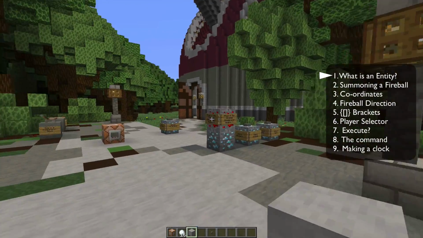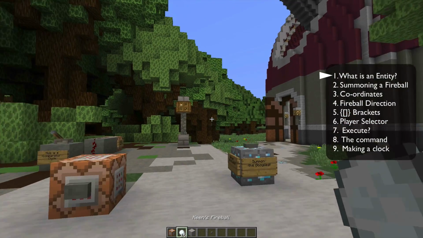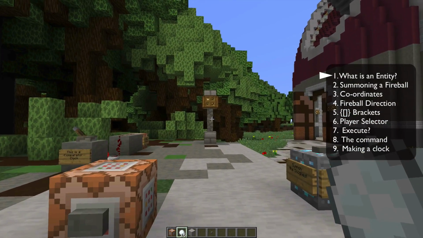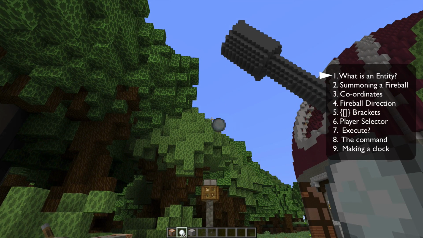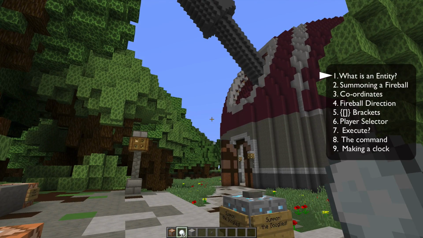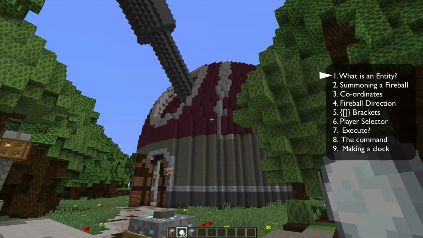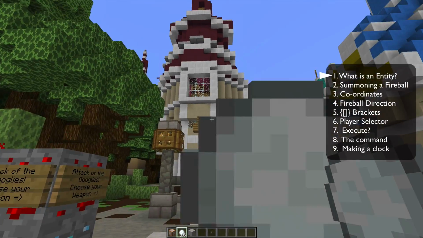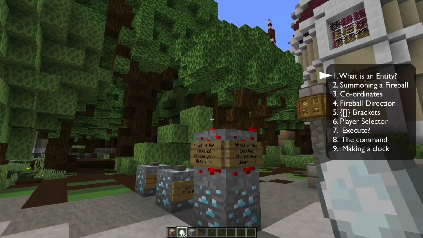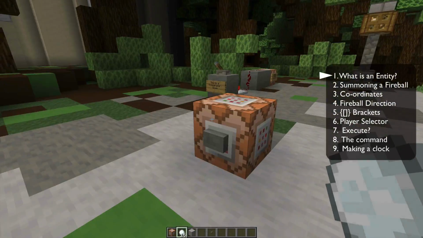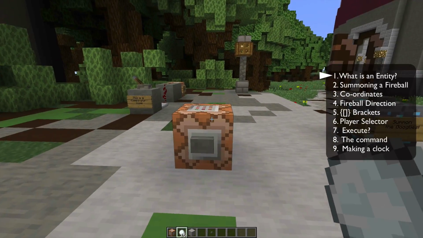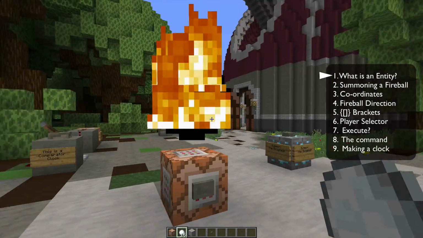Okay, now why is that important? Because a fireball is an entity, and when you have an entity, you can do a lot of things with that entity. So when I throw the snowball, it is a flying entity that's flying through the air in the direction that I am looking. That is very, very important because we want this fireball to be flying in the direction that we are looking. The snowball is an entity. The next entity I want to talk about is a fireball.